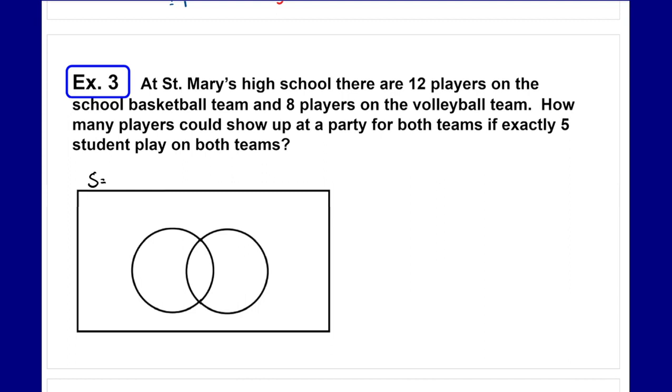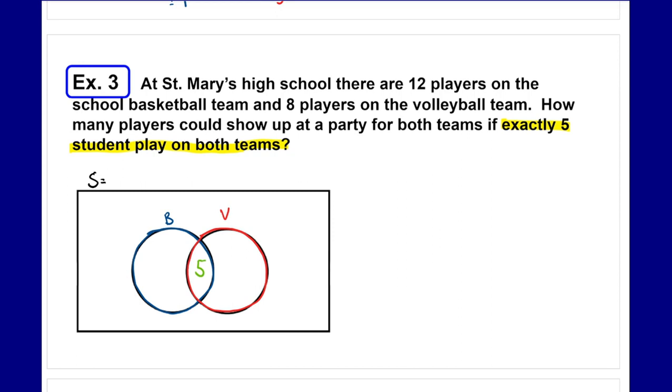And what we're going to do is start with the middle. So we have our basketball first. It's going to be this circle. We have our volleyball represented in this circle. And we know how much is in the middle. We know that there are 5 students on both teams. So we know there's going to be 5 in the middle.